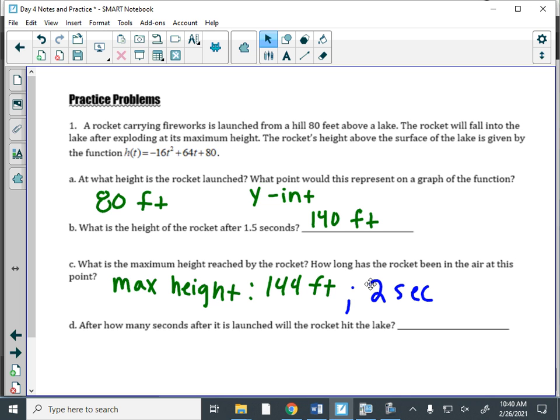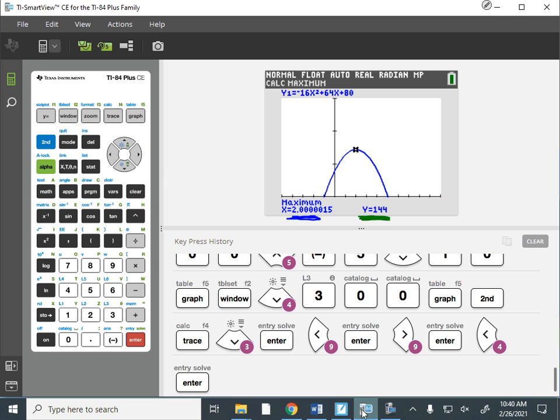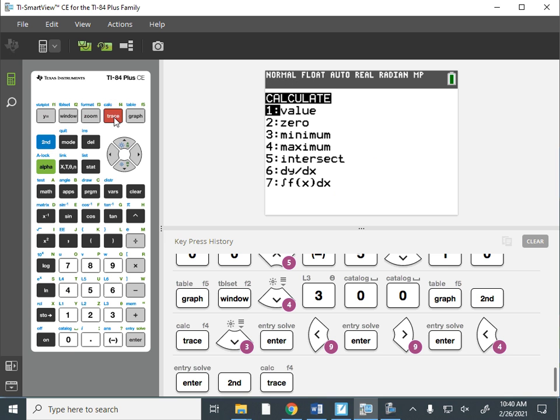D says how many seconds after it is launched will the rocket hit the lake? So whenever it lands, that's always the x-intercept. So to find the x-intercept, we still use that 0 tool. You're going to hit second, trace, 0.